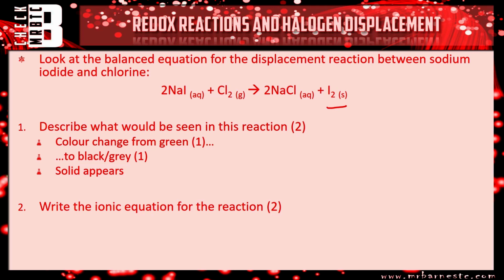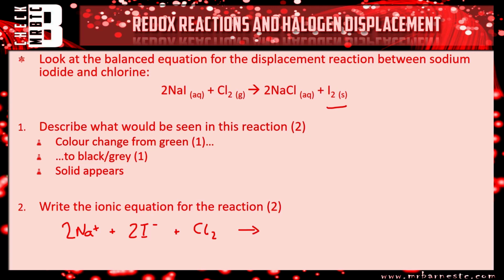Okay, so if we move on to the ionic equation then. So if we start off with sodium iodide, sodium's in group 1, so we're going to have Na+, and we have 2 of them because of my balanced equation. Iodine is in group 7, therefore I'm going to have 2I-, and chlorine is a gas, therefore we don't change it, so it stays as Cl2.